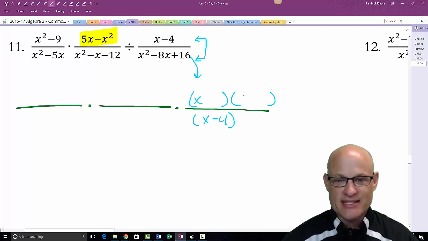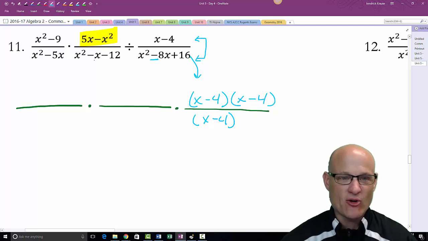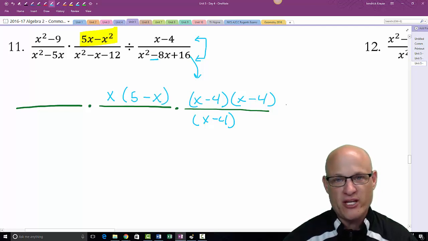The signs have to be the same, and they both have to be negative, and that's an easy one, negative 4 and negative 4. I'm going to take care of this highlighted one next. It has a GCF, so I'm just going to take out the x, and I'm left with 5 minus x. Don't turn that around because it makes you feel better. Don't care about your feelings. Your feelings will get you the wrong answer.